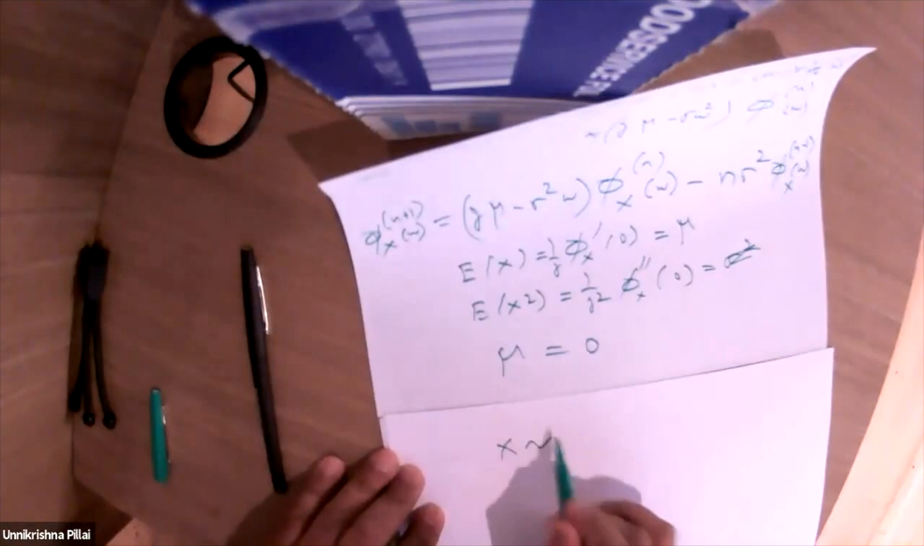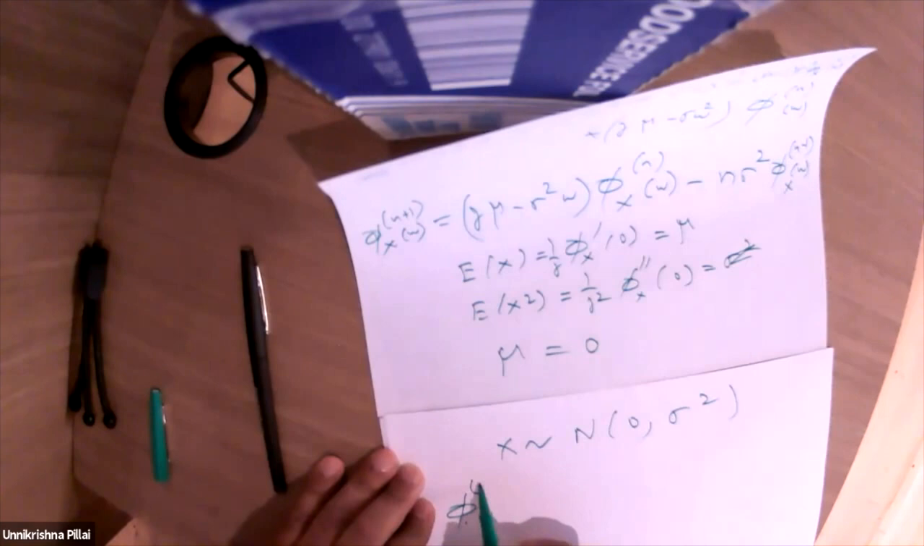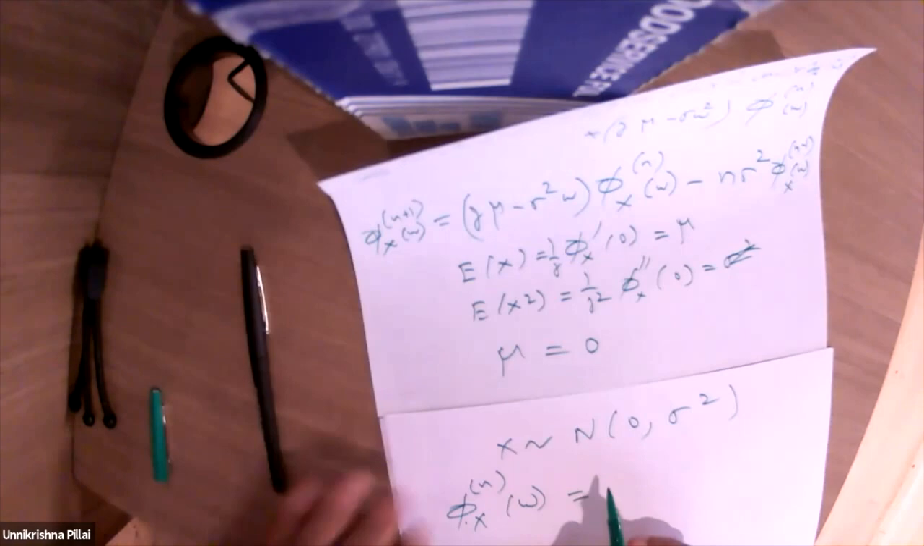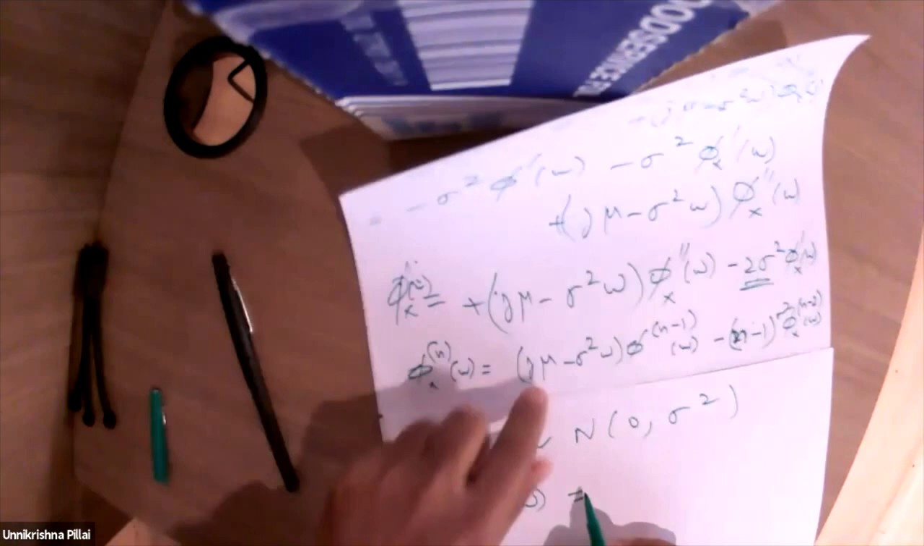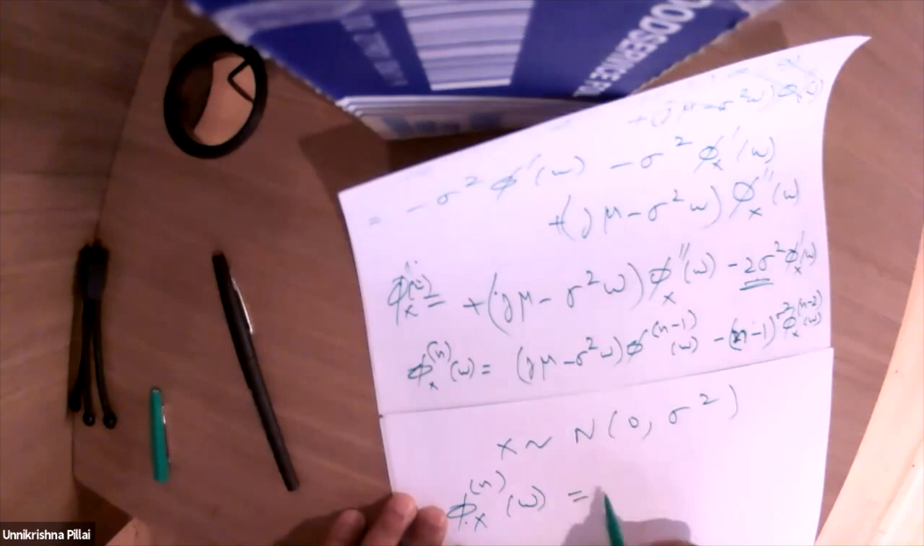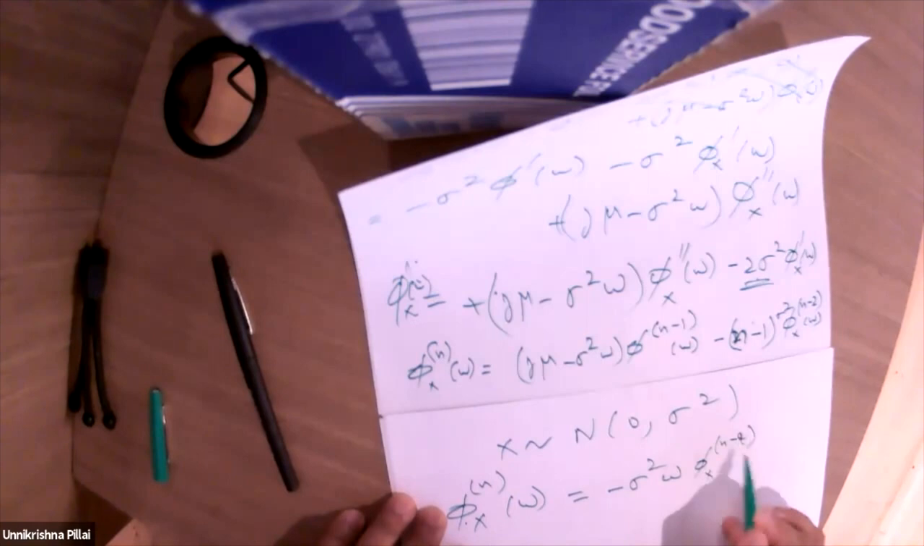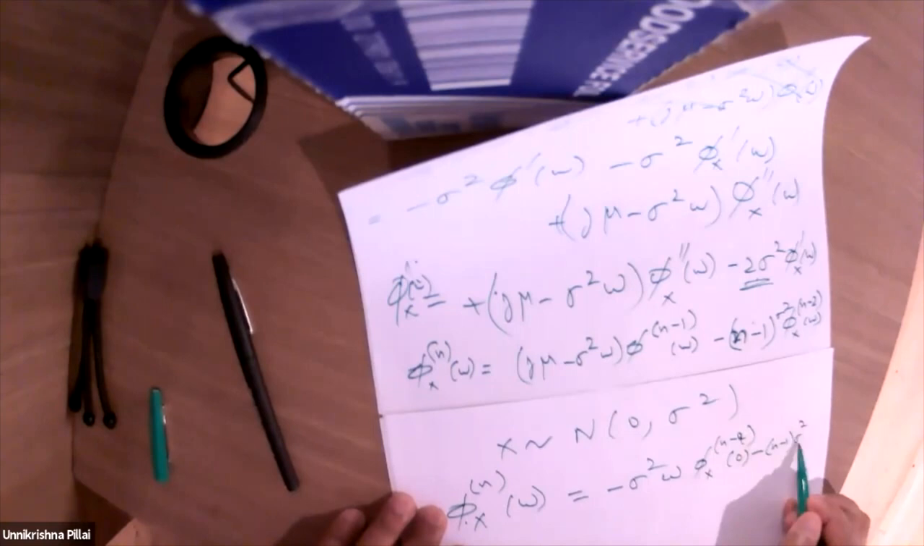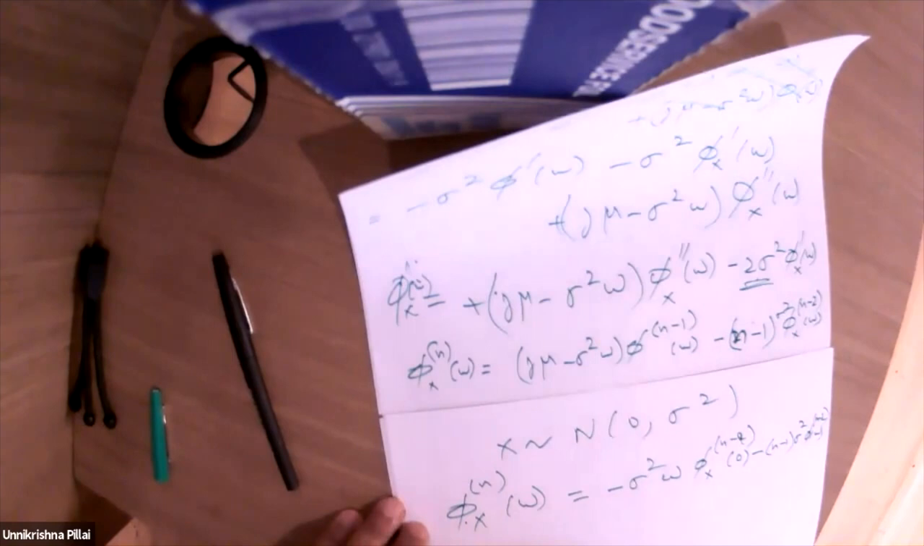So if X is Gaussian with zero mean and variance sigma squared, then you get the nth derivative of the characteristic function, where is the nth derivative? So it's the last expression with mu equal to zero. So you get minus sigma squared omega phi x of n minus 1, minus n minus 1 sigma squared phi n minus 2. Remember we want the nth derivative at 0, when you put omega equal to 0.